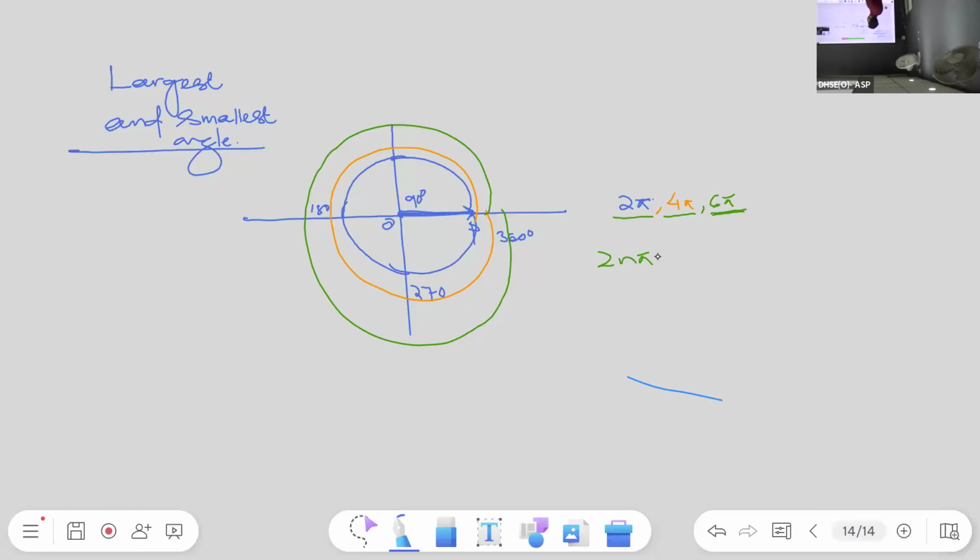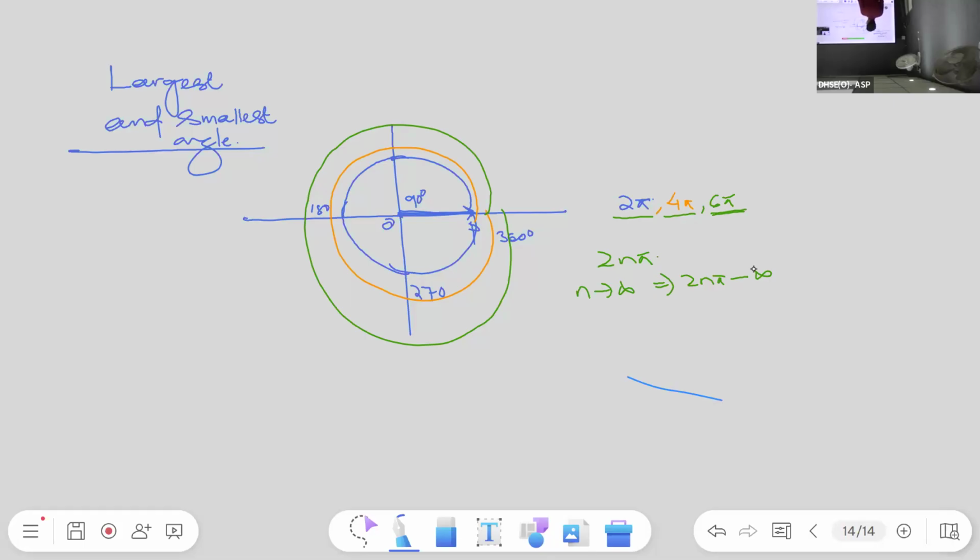If you take n equal to 1, then the angle will be 2 pi. For n equal to 2, the angle will be 4 pi. For n equal to 100, the angle will be 200 pi. So from this, it is clear that if the number of rotations increases, then the angle subtended at the center increases. If n approaches infinity, if the number of rotations is infinite, then the angle will be infinite. So n tends to infinity implies 2n pi tends to infinity. So the measurement of the largest angle is infinity. It is not a finite value.